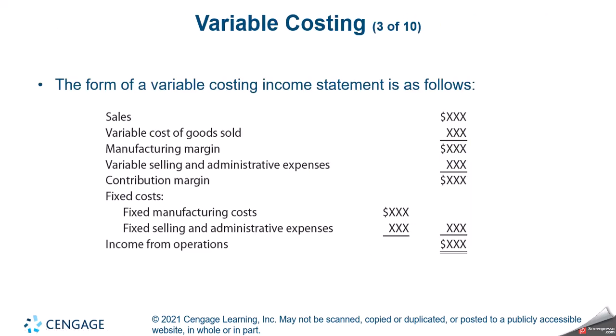So here would be our income statement. Our sales minus our variable cost of goods sold gives us our manufacturing margin, less our variable selling and administrative expenses. So our commission would go in that category. That gives us our contribution margin. Then we subtract out our fixed costs, our fixed manufacturing and then our fixed selling, and that will give us our income.